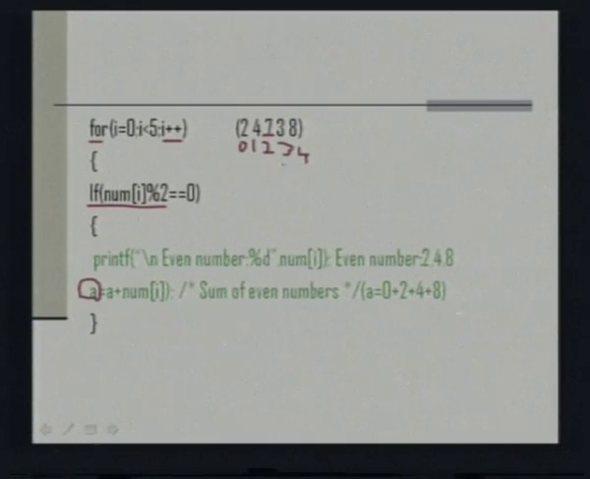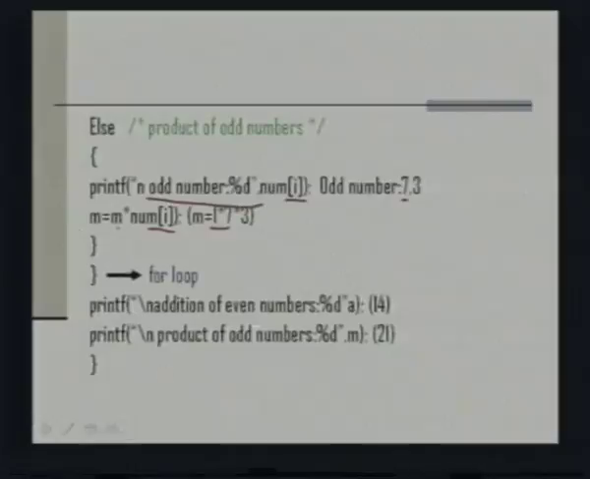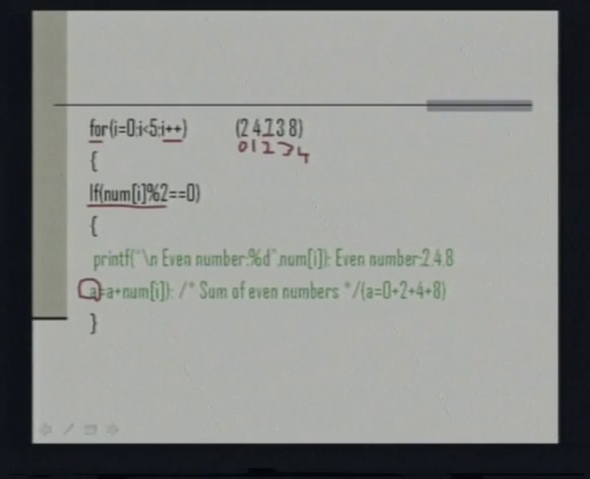So num of 3 is 3. So again that is an odd number. So this if will be ignored. It will go to the else. It will multiply 7 into 3, 21. Again get back to the for loop. Increment the value of I to 4.